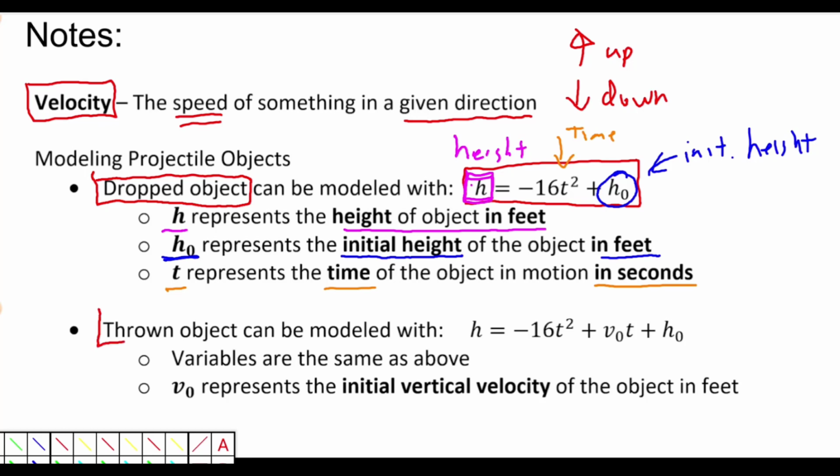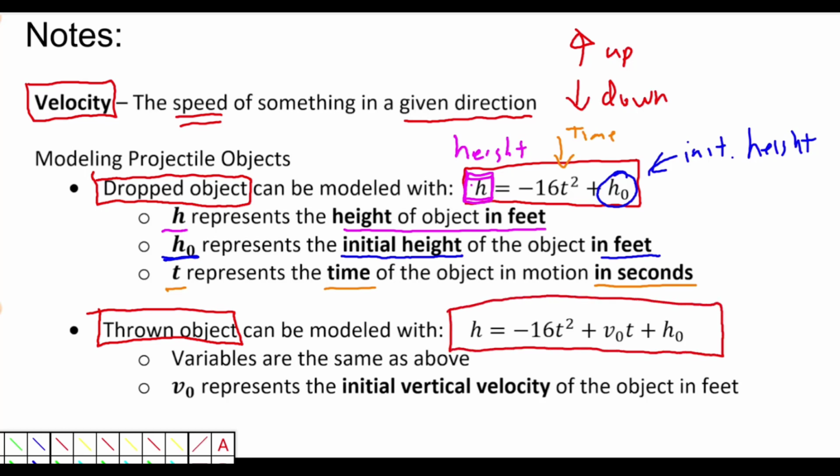So what happens if we throw an object? Now thrown objects can be modeled with this formula here. If we use what we learned from the previous one, we should know that h is going to be what again? That's the height of the object. Okay. Anything else look familiar? Yeah, I see t. We have two places for t this time. So we have t here and we have t here, and that's just going to stand for your time. And last, this over here is my initial height again.